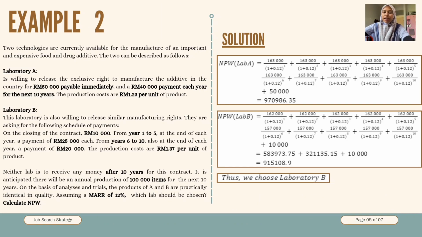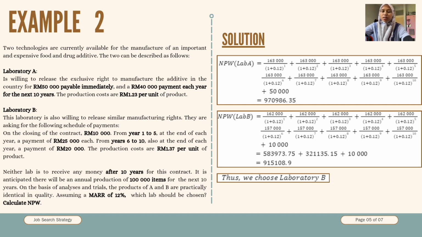Next, we move to the last part, which is example 2. This example 2 says that two technologies are currently available for the manufacture of an important and expensive food and drug additive. The two can be described as follows. Now we have two laboratories, Lab A and Lab B. Lab A is willing to release the exclusive right to manufacture the additive in the country for 50,000 payable immediately and 40,000 payable each year for the next 10 years.